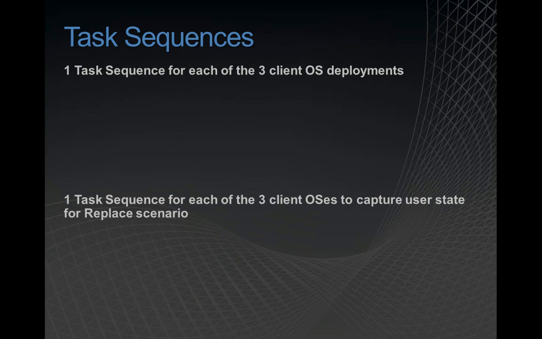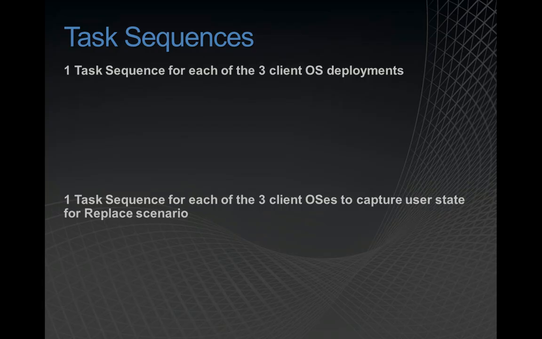The second type, which is used solely as the first half of the replace computer scenario, exists primarily to capture the user state from the old system and copy it to a state migration point. One of my goals is to always try to minimize the number of objects, like collections, packages, configuration files, task sequences, etc., that have to be managed and maintained.